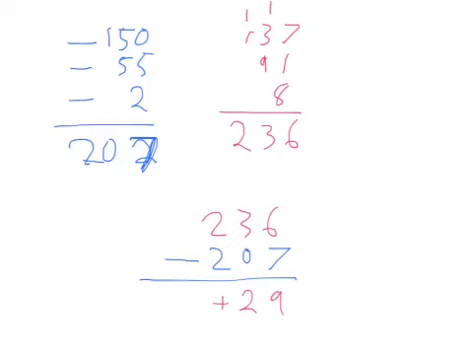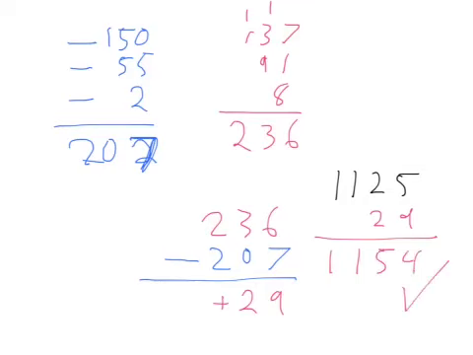If I go back to my initial value of $1,125 and I add $29, I will get $1,154, which is the same answer I got solving it the other way. This tells me that my answer is correct.